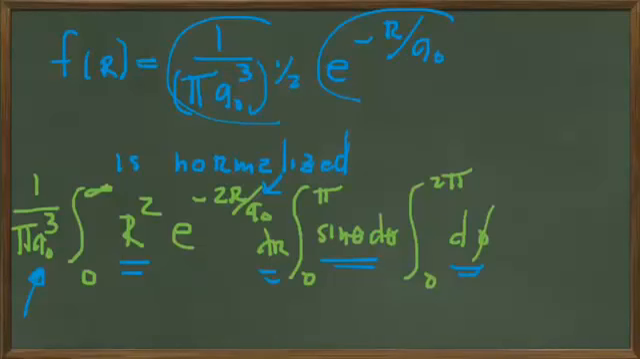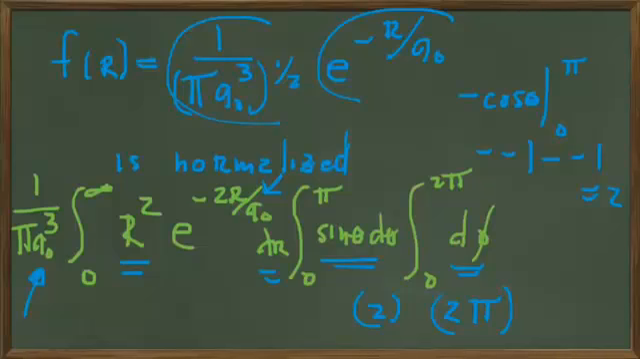So these last two integrals are easy to calculate, right? D phi integrates to phi evaluated between 0 and 2 pi. That's just 2 pi. When we integrate sine theta, we get minus cosine theta, and we evaluate that between 0 and pi, and we get minus minus 1 minus 1, or 2. And so the product of these two is 4 pi, and now we need to look at this integral right here.